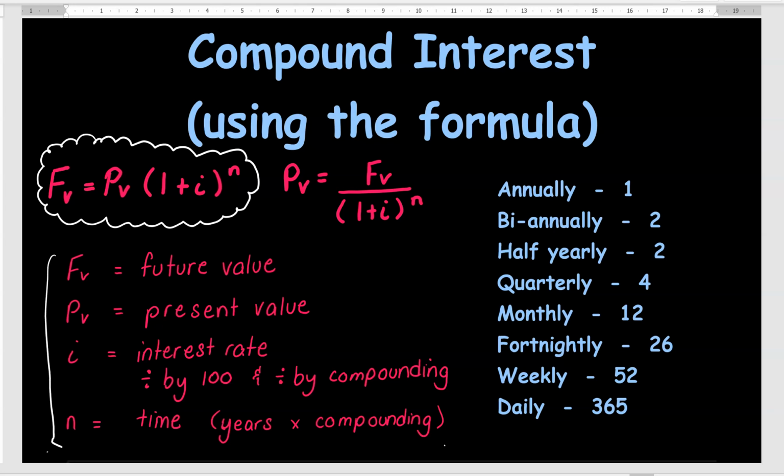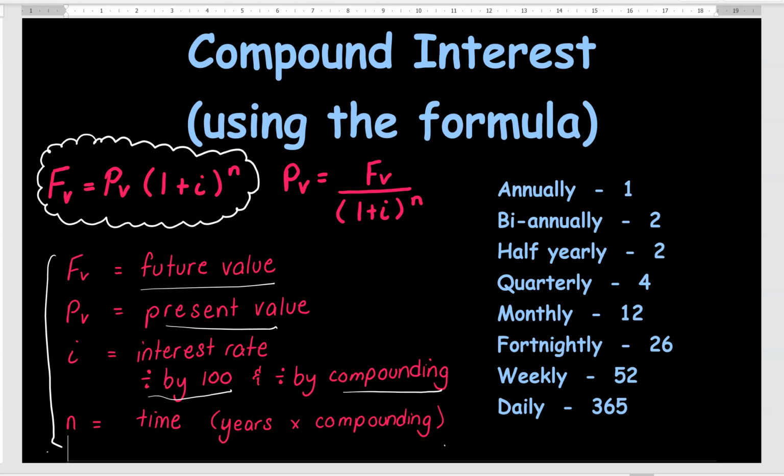Okay, so FV stands for your future value. That's what you're going to end up with in the future, what you will have. PV stands for your present value, how much you borrow or invest now. Your interest rate, the little i, we need to make sure that we divide that by 100 and we divide it by the number of times it compounds.